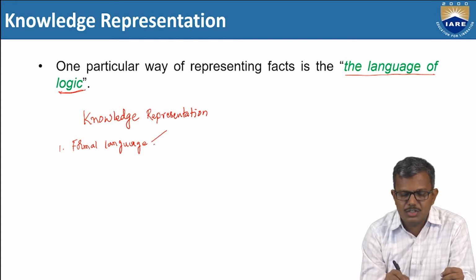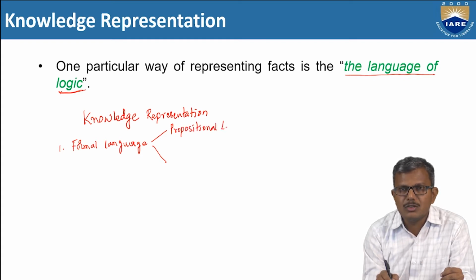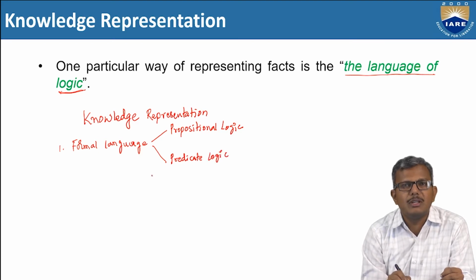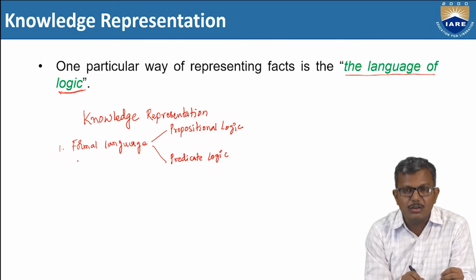In today's session and the continuing sessions, we are going to discuss two different kinds of formal languages, or we can say some logic kind of languages. One is called propositional logic, and another one is called predicate logic. These are the two formal languages which we are going to select while representing the knowledge. Remember, this formal language is what we are using to represent the knowledge.